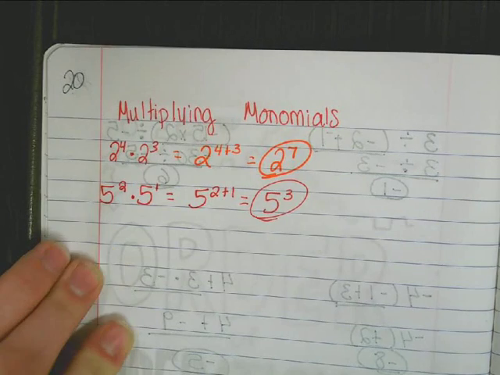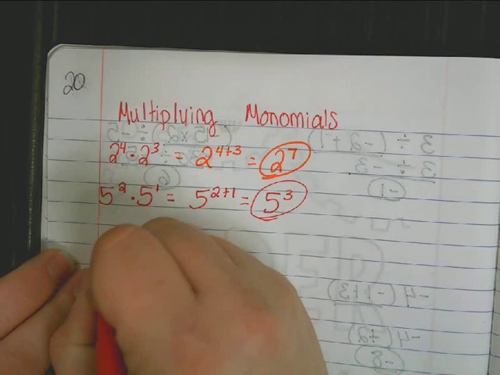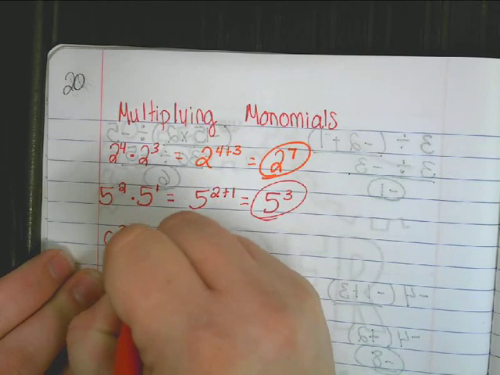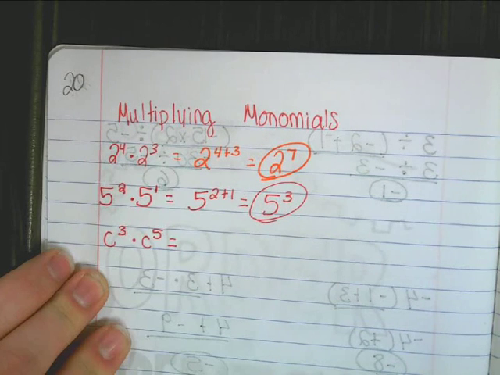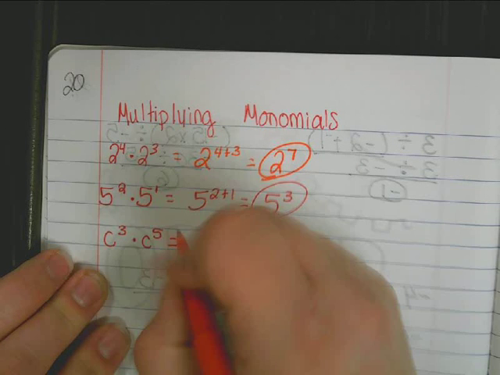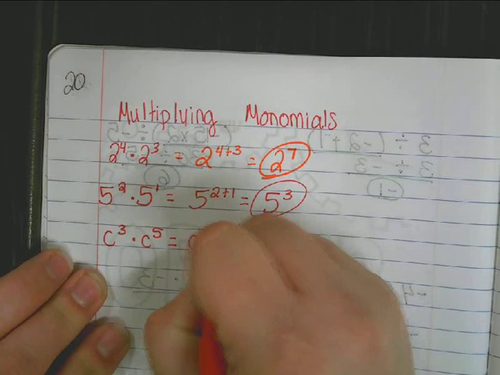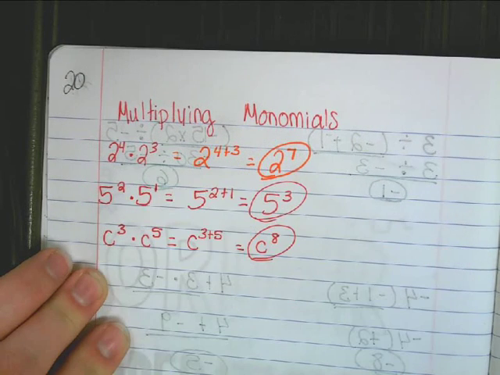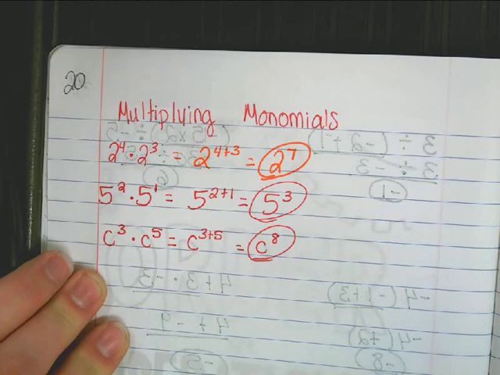What about c to the 3rd times c to the 5th? So the base would be c, and you add 3 plus 5, which would be c to the 8th. This is easy. Well, it's going to get harder. We got to start out easy. Questions on those?